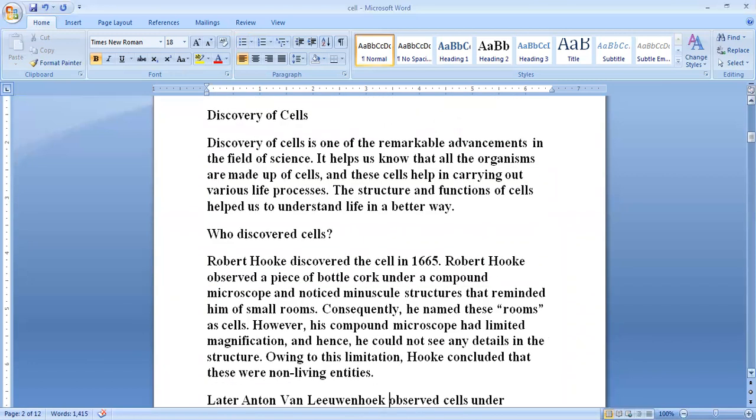Now, discovery of the cell. Who discovered the cell? Robert Hooke discovered the cell in 1665. He observed a piece of bottle cork under a microscope and saw little small rooms, and since his microscope was limited, he could not conclude whether they were living or non-living.